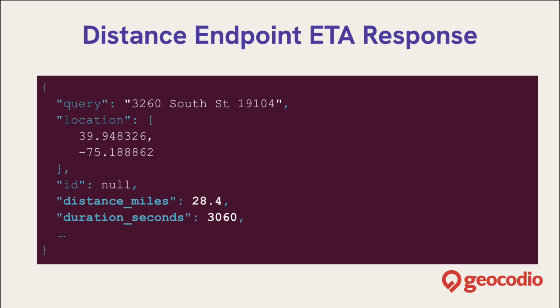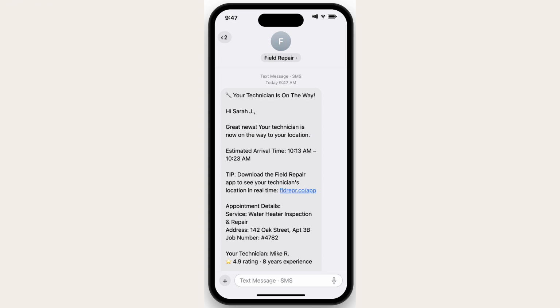3,060 seconds is 51 minutes. Add that to 9:22 a.m. and you get 10:13. Since this is based on average traffic, you give your technician 10 minutes of padding, and you tell the customer to expect arrival between 10:13 and 10:23.